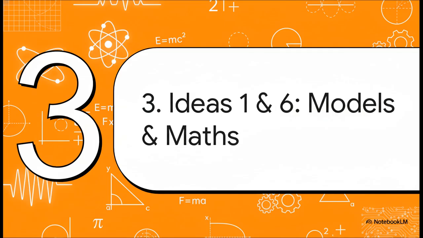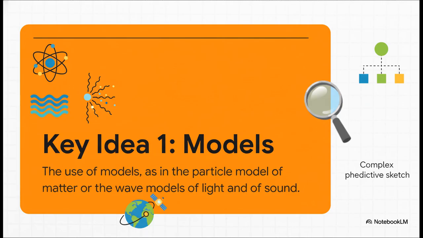Let's kick things off with our first pair, models and maths. You can think of these as the absolute essential tools in a physicist's toolkit. They're the blueprints and the language they use to describe the world. First up, models. Now, a scientific model isn't the real thing. It's a simplified representation that helps us understand something really complex. Think of it like a map of London. It's not actually London, but it's a super useful sketch that helps you navigate and predict your route.